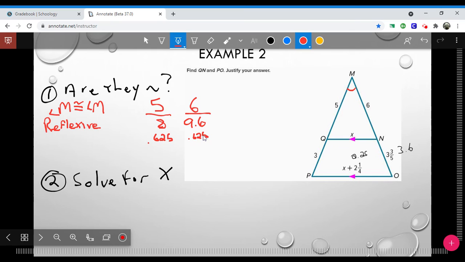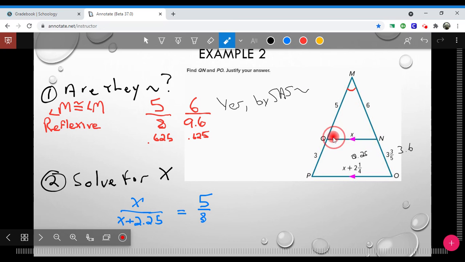And so now I can say, yes, they are similar. Yes, by side, angle, side, similarity. And that means I can solve for x. And so how do I solve for x? Well, x is here at the bottom. And so x over x plus 2.25, which is the bottom of the big triangle. All right, and so bottom to bottom, so I'm going to use my whole number size, so I'll use 5 over 8.